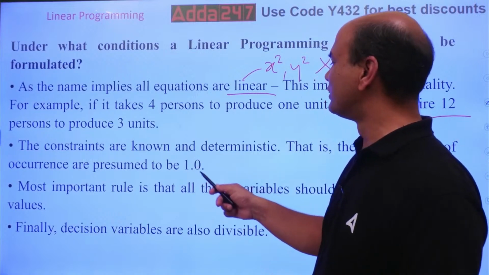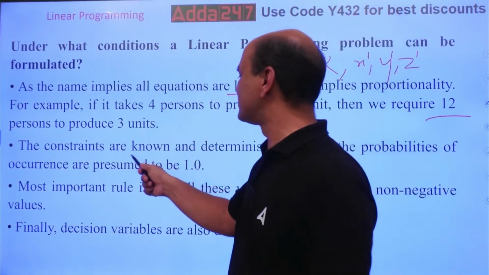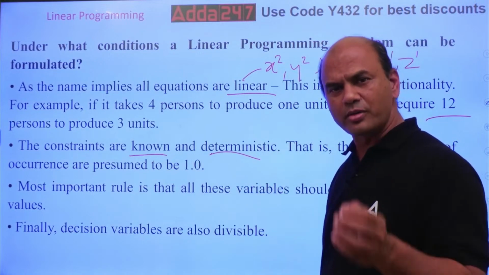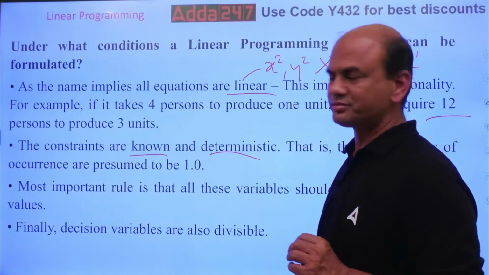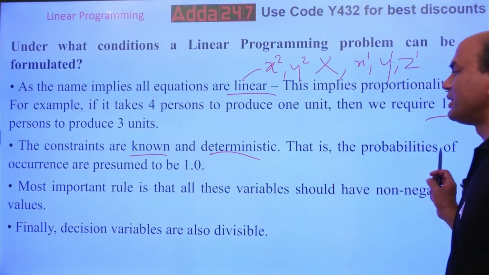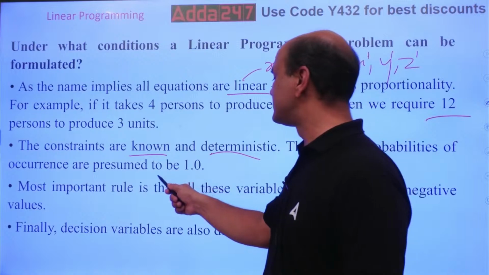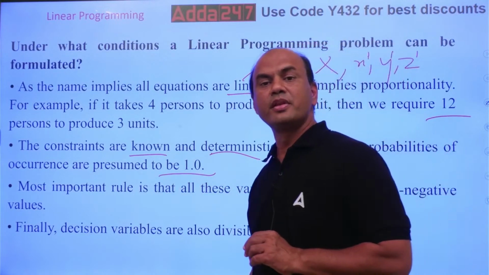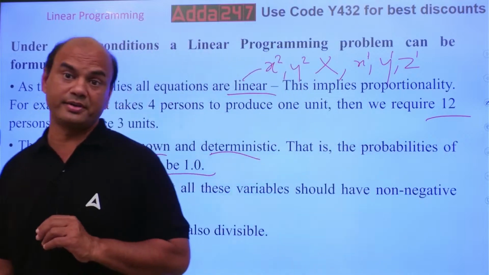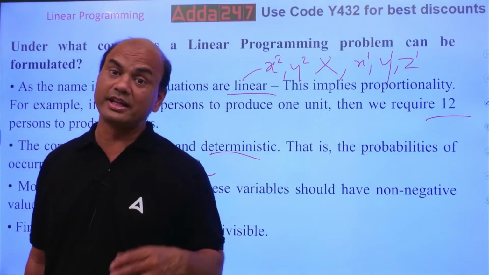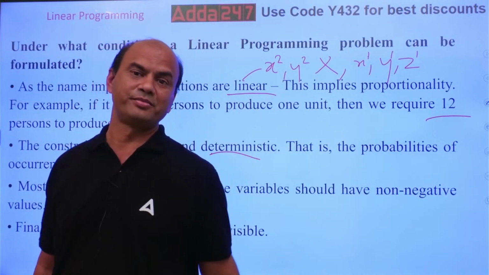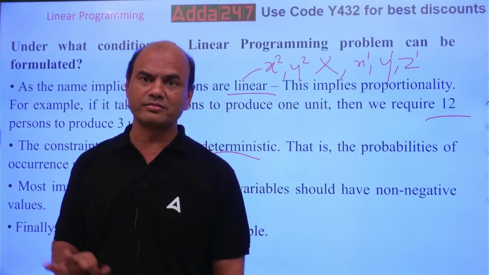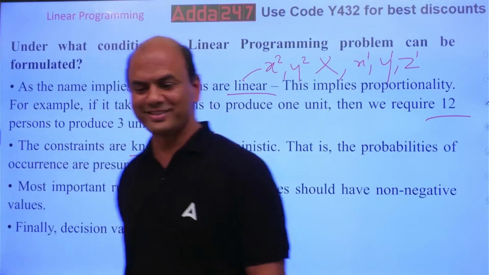The constants are known and deterministic. Known and deterministic means what? Constraints means limitations. They are known. You can form the equations out of it. That is, the probabilities of occurrence are presumed to be 0 or 1. So compulsorily, kindly note, the probability of any event in LPP is compulsorily 1. There is no 0.5, 0.6, 0.7, 0.8. Compulsorily 1. Okay?